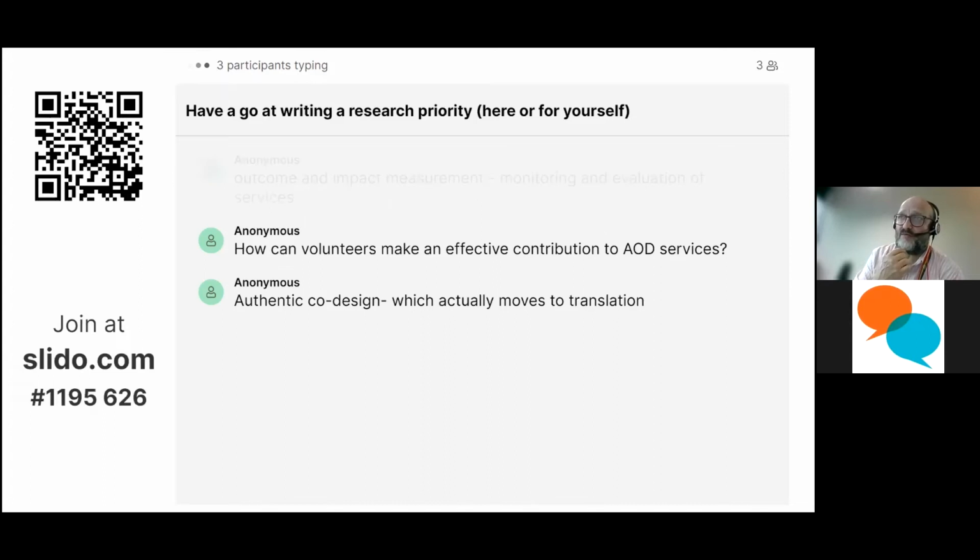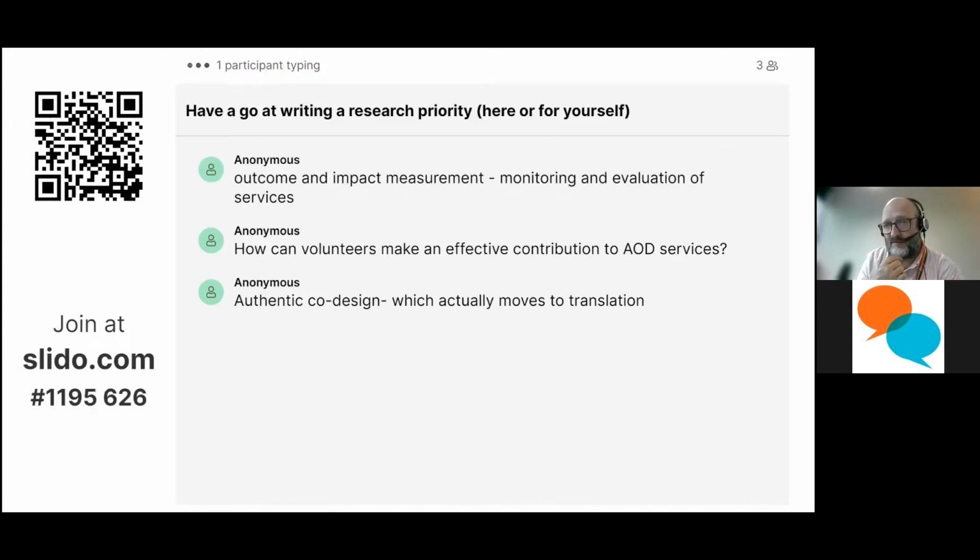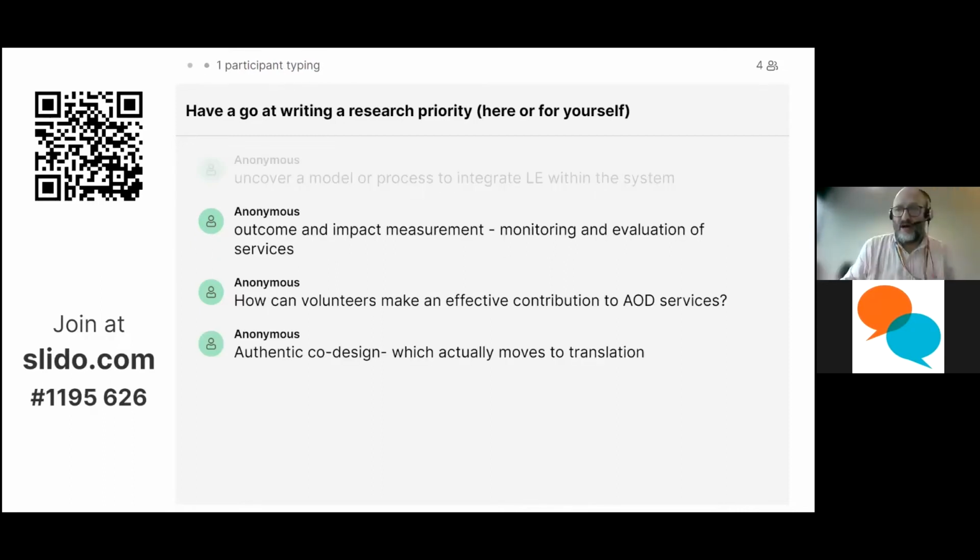And oftentimes when you talk about authentic co-design, I'm guessing you mean with people with lived experience rather than with other stakeholders. So I'll assume that's the case. Outcome and impact measurement, monitoring and evaluation of services. Okay. You might want to think with that one, is it about research on what is the best way to do that? Or is it that it's a QI exercise that you're talking about? So it's an important thing to do in order to show, uncover a model or process to integrate lived experience within the system.